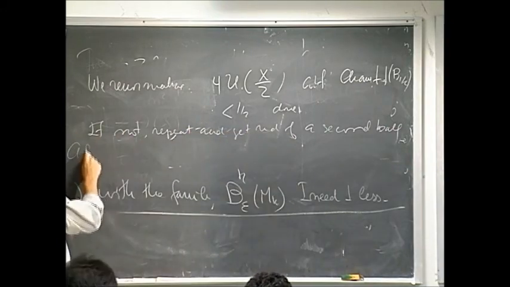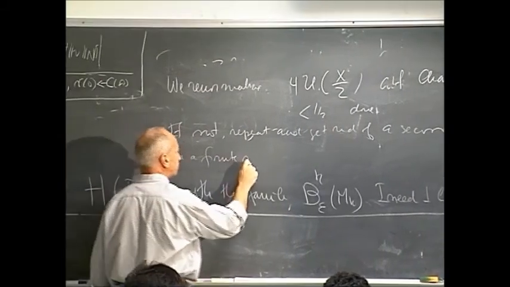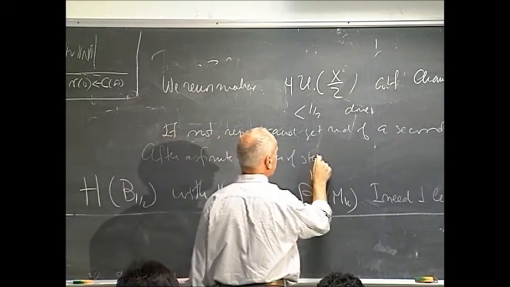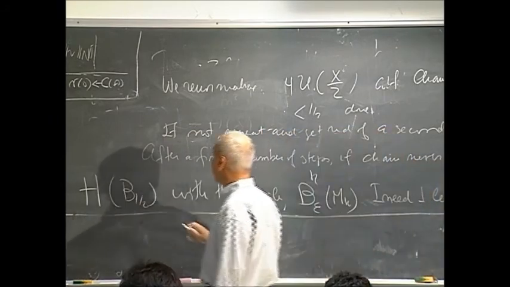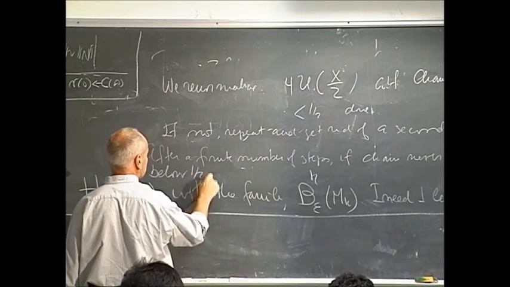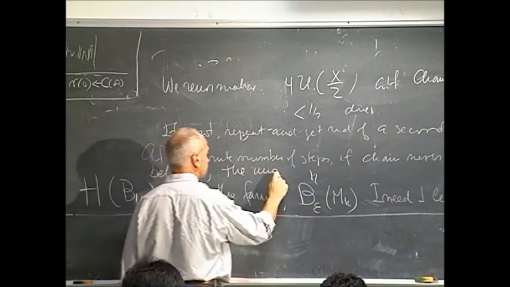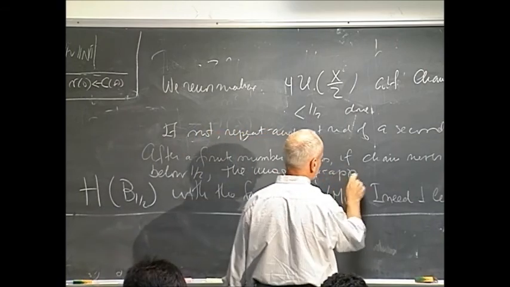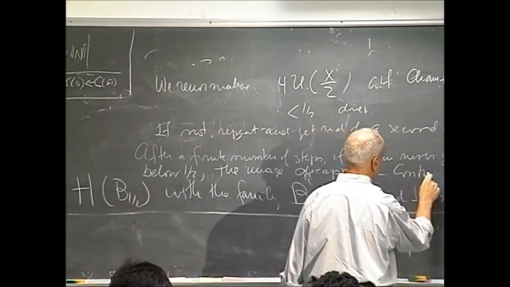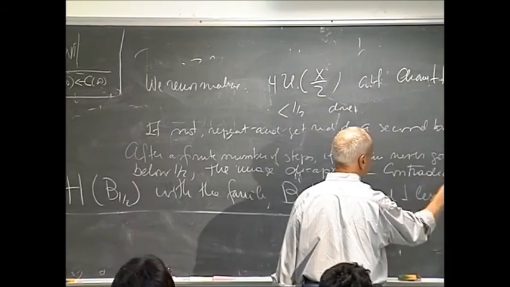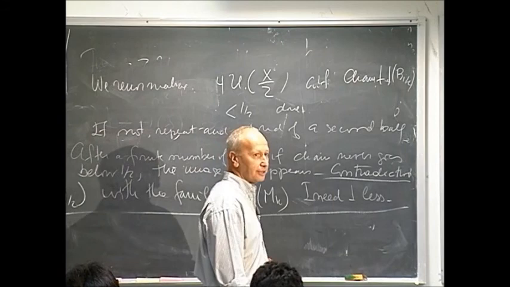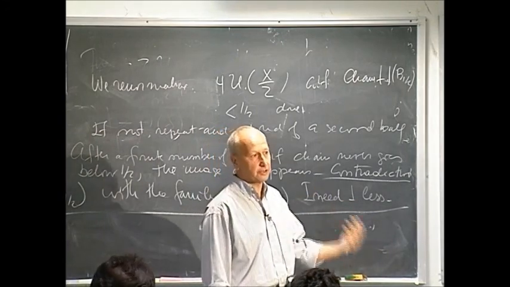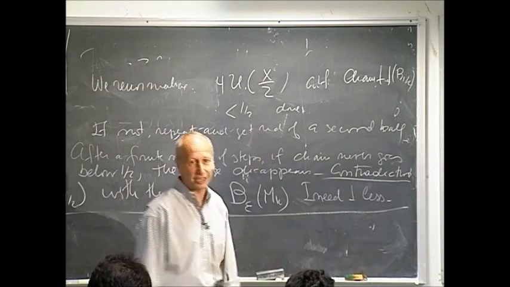So after a finite number of steps, if the diameter never goes below 1/2, the image disappears. And this is a contradiction. Okay, so this completes the proof, because this says that the oscillation of the image decreases geometrically, and so when you iterate, you get the Hölder continuity. Okay, I guess we stop there.